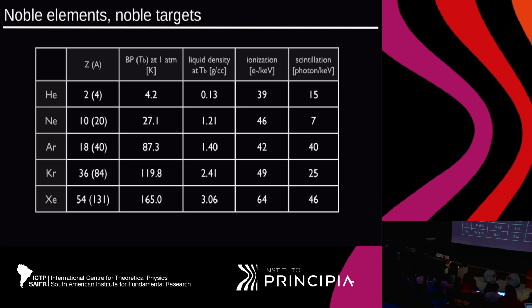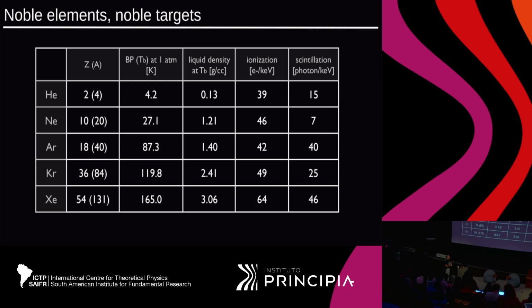So here is a list of many of the noble elements, okay, and their characteristics. What is important to look at is, remember our wish list from the beginning, that we want things that are heavy. So in that sense, we want xenon. Xenon has a lot of nucleons in the nucleus, okay? And also, it is very dense. So the self-shielding characteristic is good. You are able to produce detectors that are very massive and still fairly compact, okay?